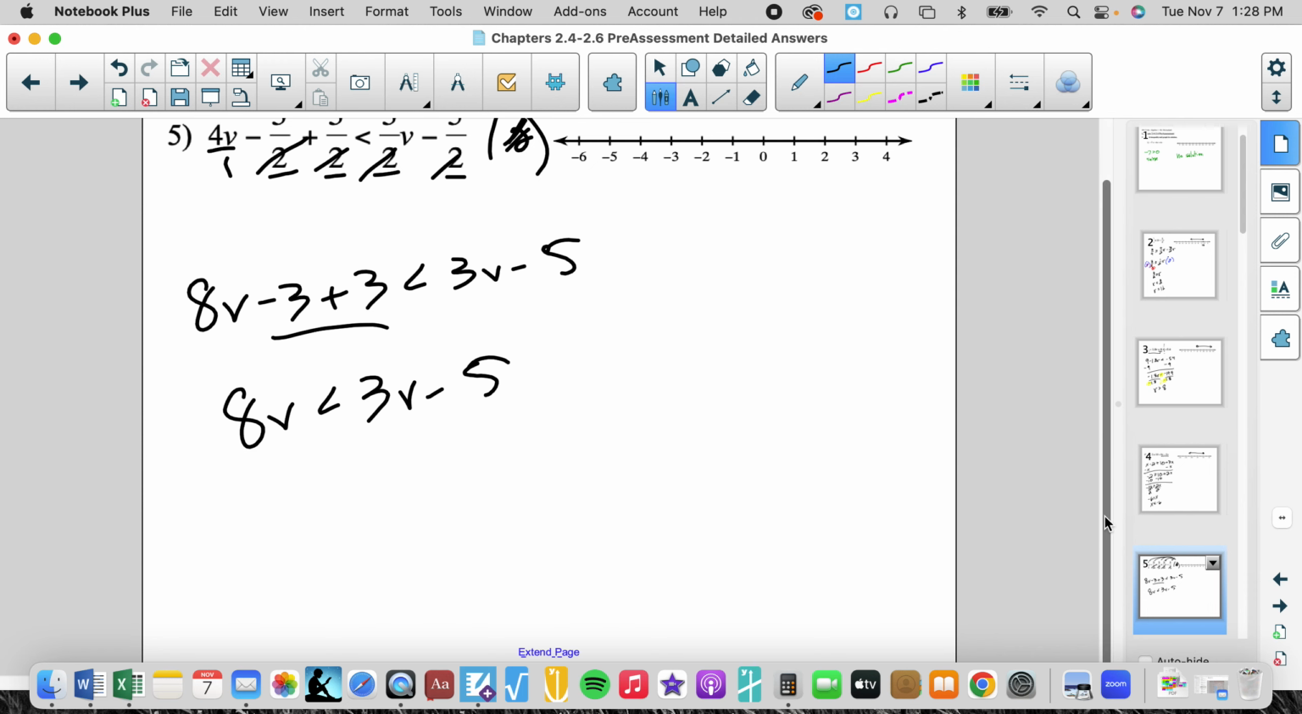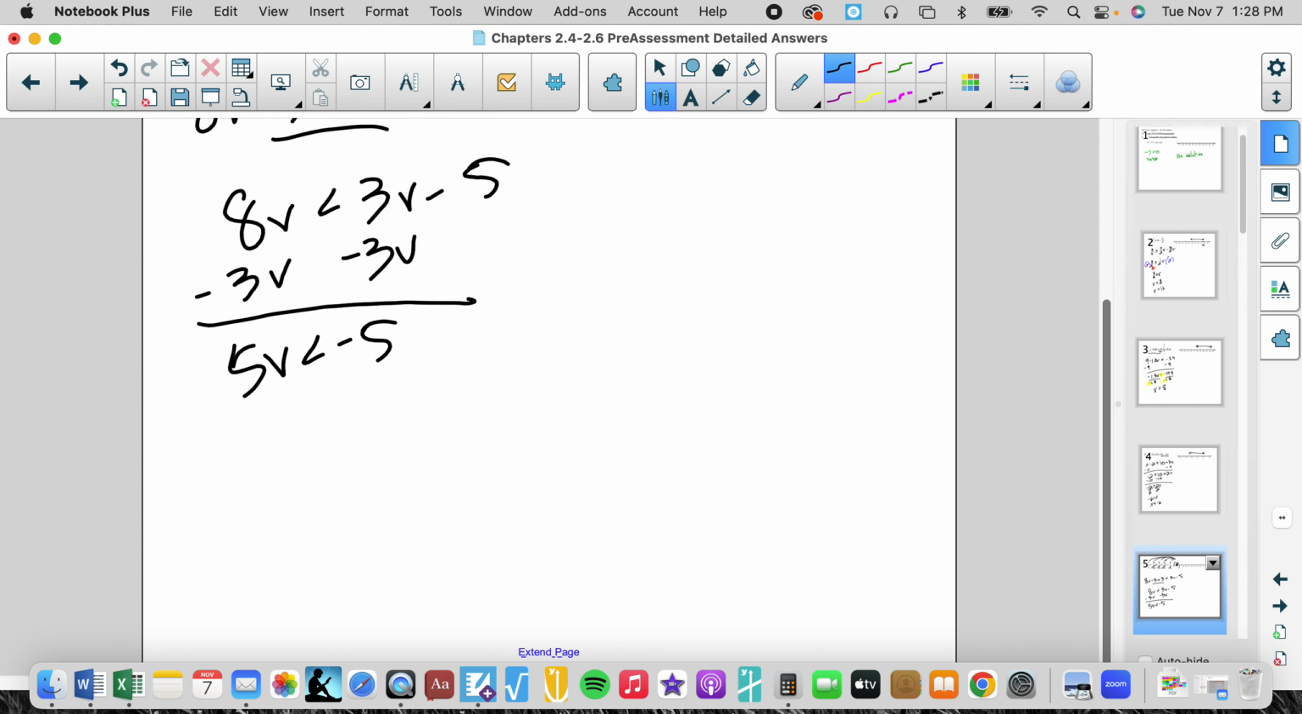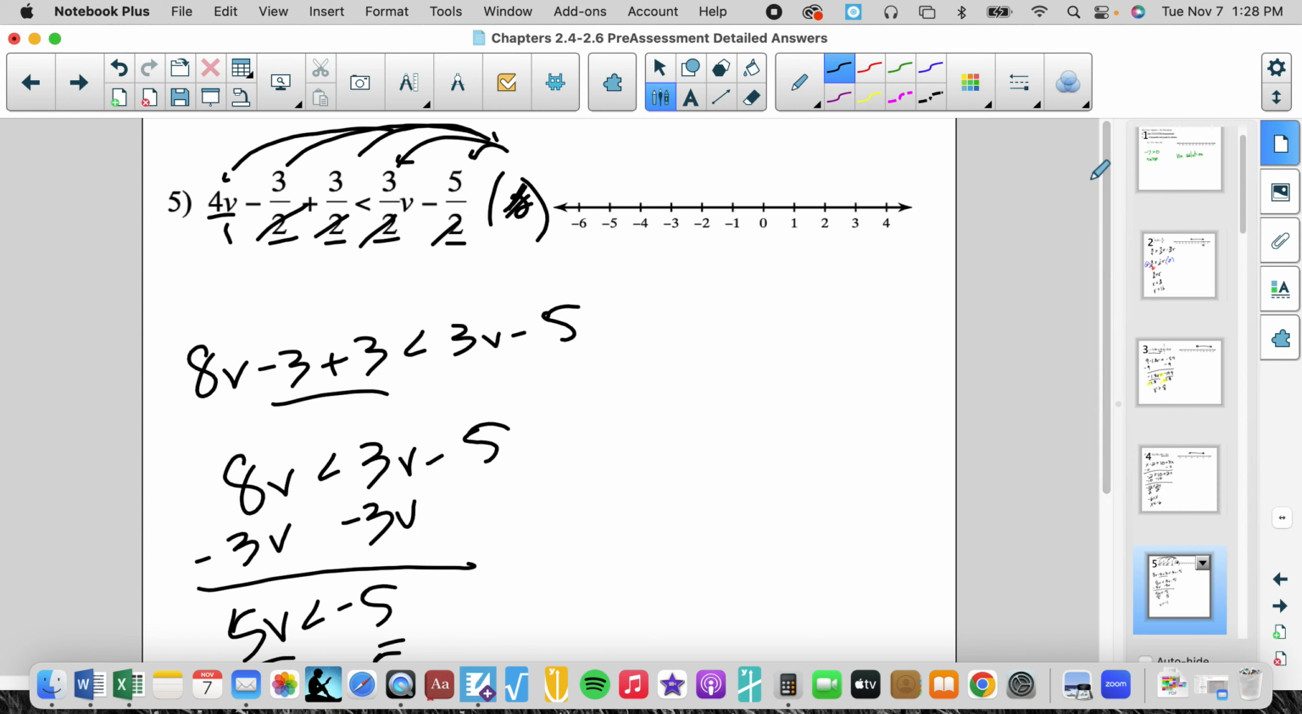And now we can move the 3v over. And 5v is less than negative 5. Divide by 5. And we get v is less than negative 1. Open circle at negative 1, going to the less than. If you're okay with fractions, then you could have just dealt with it and you didn't need to get rid of that 2, the denominator, excuse me.